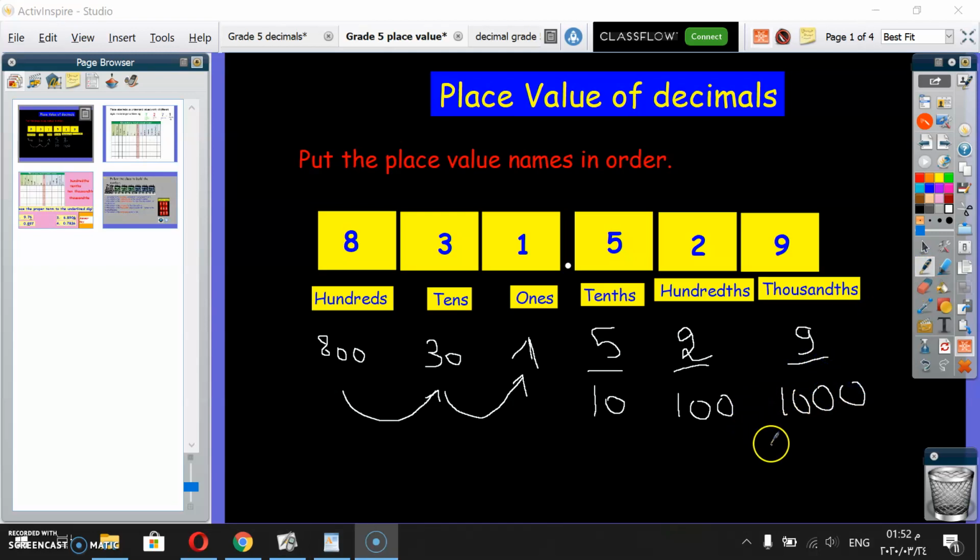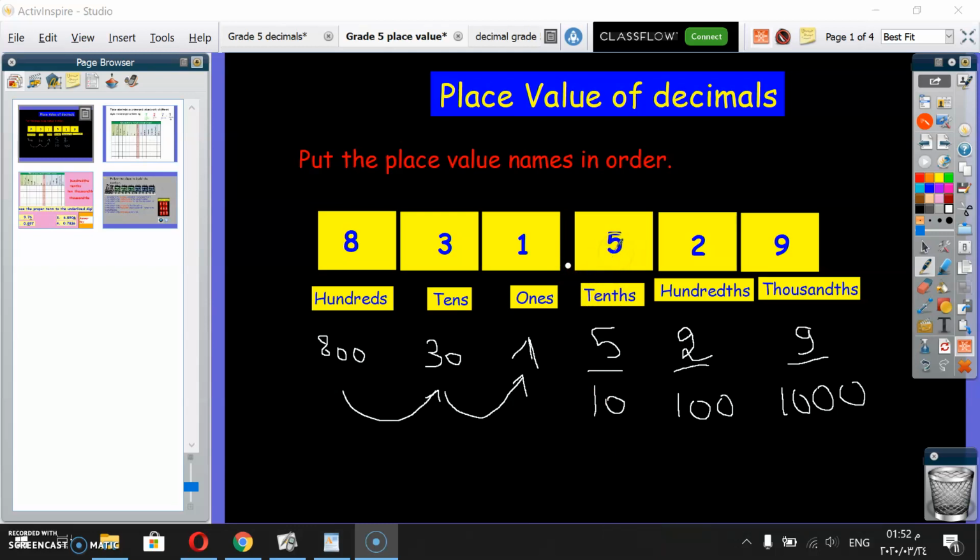So let us summarize what we have learned till now. As we go to the right, the digit becomes smaller by 10 times. So tens is smaller than hundreds by 10 times. Ones is smaller than tens by 10 times. Tenths is smaller than ones by 10 times. The first digit to the right of the decimal point is called tenths.